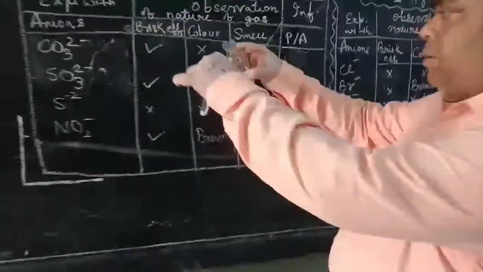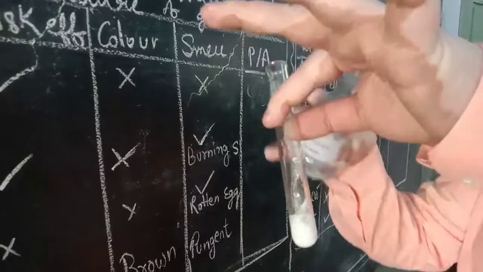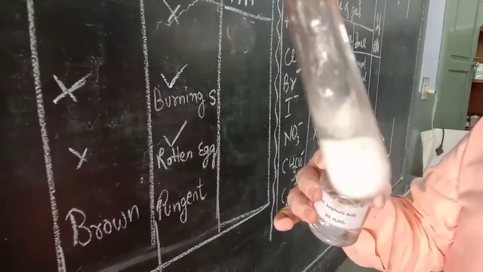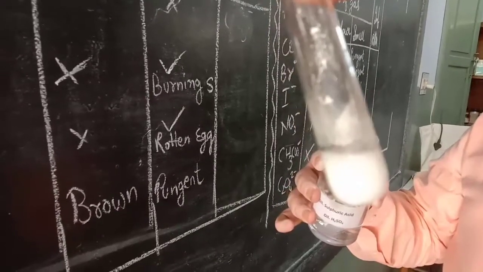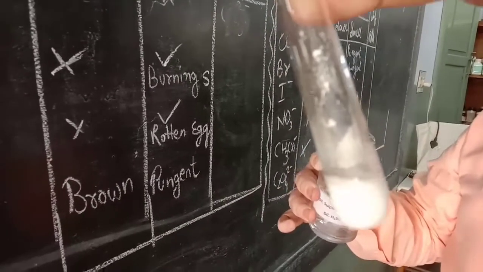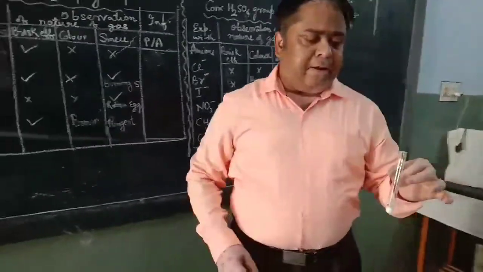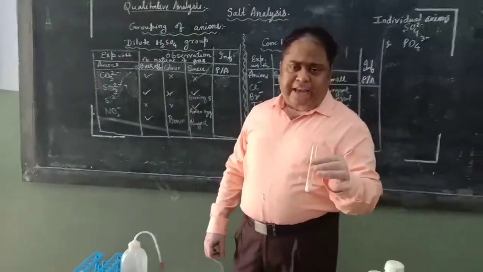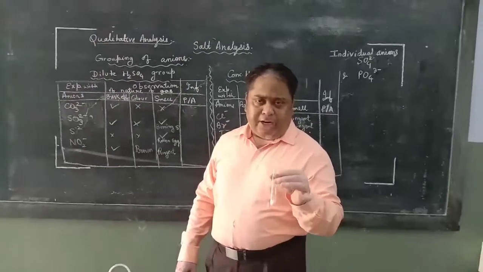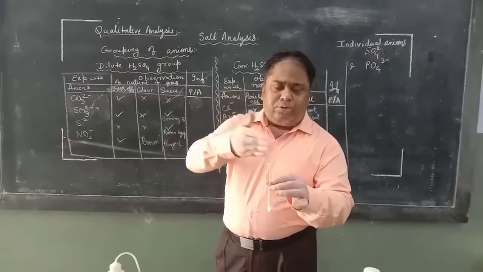You can see the bubbles coming out. These bubbles coming out are of carbon dioxide gas and this is called brisk effervescence. It does not have any smell. Carbon dioxide gas does not have any smell. For checking the smell of any gas, we should not bring the test tube near our nose. Rather, we should blow the air above the test tube to smell it.